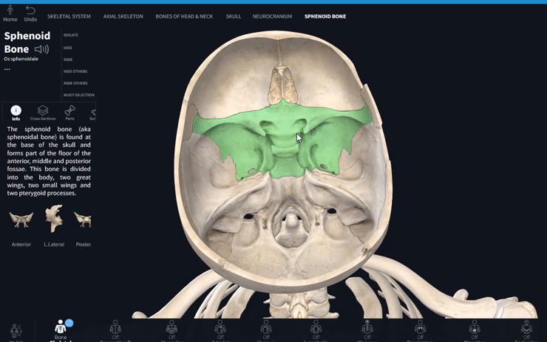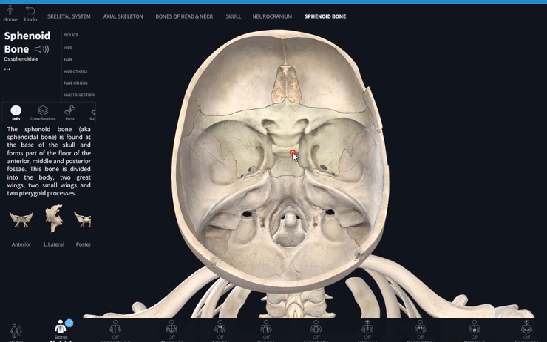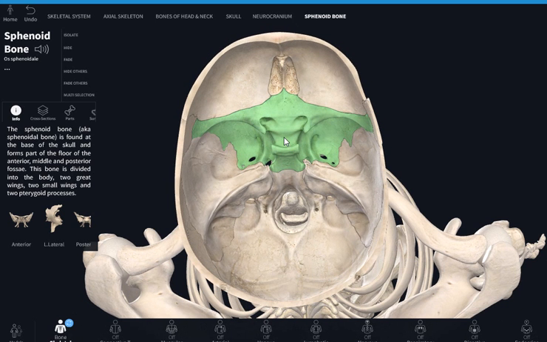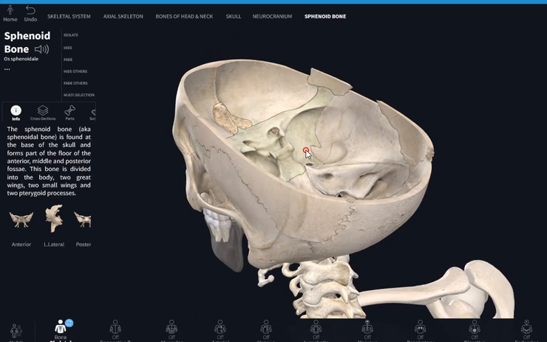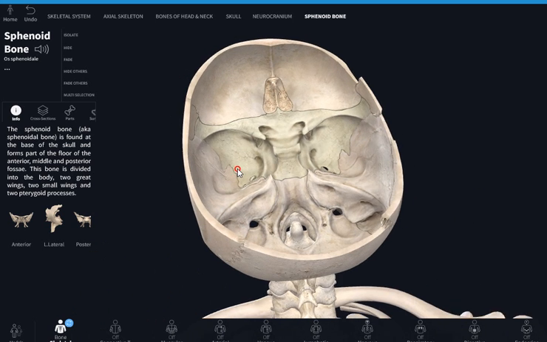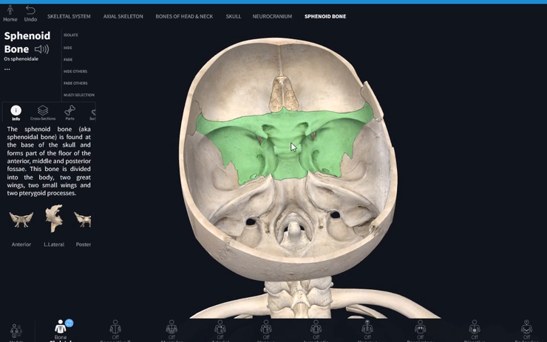It is called the sella turcica, and the sella turcica is divided into three portions. You have the tuberculum sellae, the hypophyseal fossa, which is descending, and posteriorly the dorsum sellae. So these are the three main portions: tuberculum sellae, hypophyseal fossa, dorsum sellae.